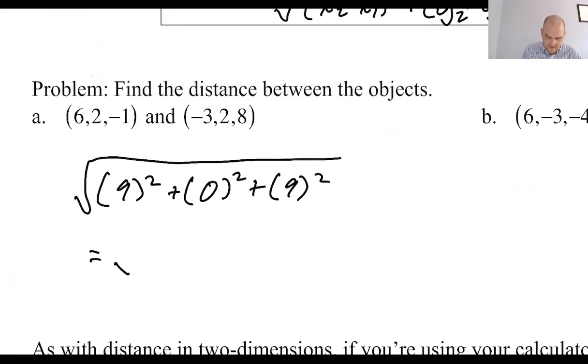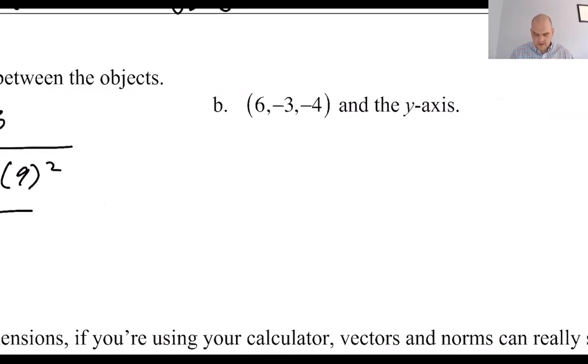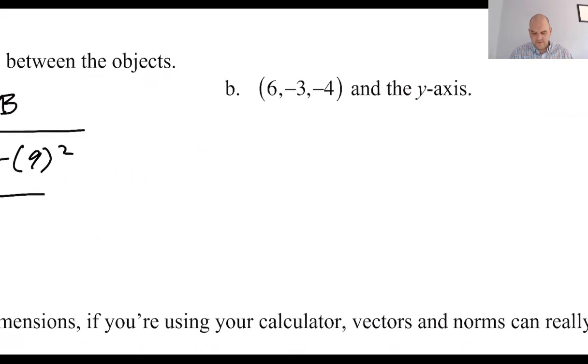Okay, so you could dive in and expand those. A better idea, though, is to say that you have two 9 squareds, which means you have 9 root 2. You should also be able to do this on your calculator. I think that on your calculator, the ideal thing to do is store this as A, store this as B, make the vector from A to B, which is just going to be B minus A, and then find the norm of that vector, right? So that's the cheat code for finding distances on your calculator, is to always think of them as the norm of a vector.